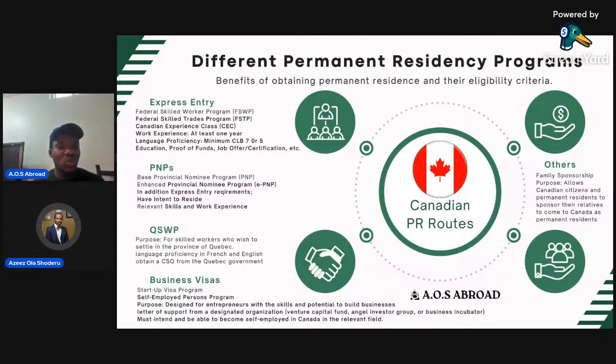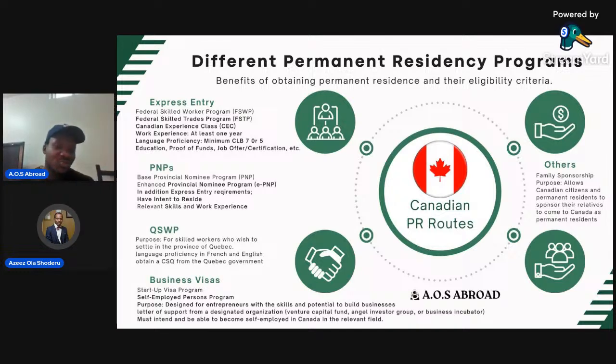And yes, it has been so popular because you just need work experience of at least 1 year. Your language proficiency may be, okay, if it's FSWP, you may need CLB 7, but for FSTP or Canadian Experience Class, maybe CLB 5. And you need your education, you need your proof of funds, you need a job offer or other certifications to show for that.